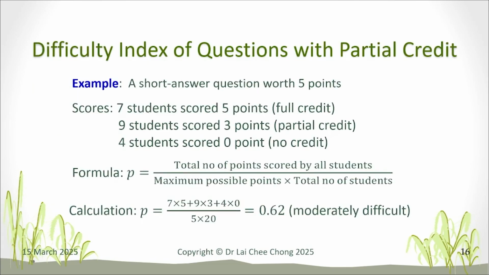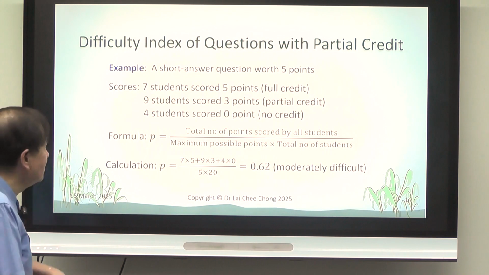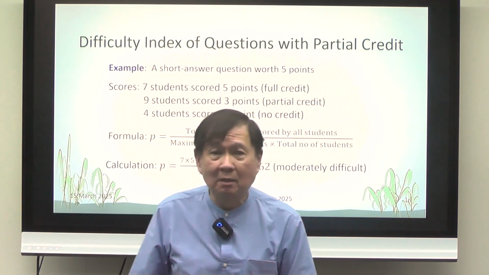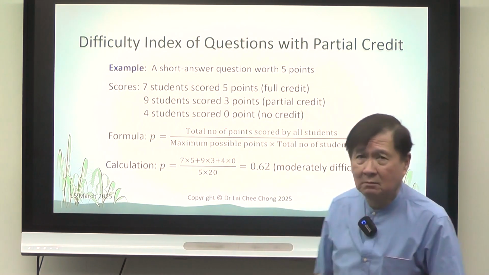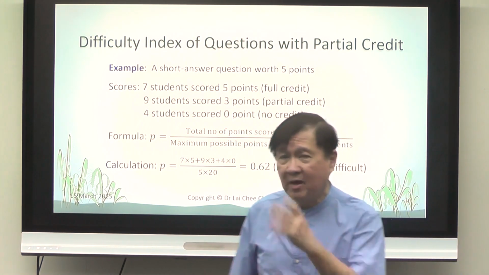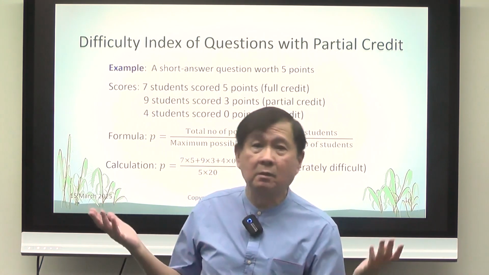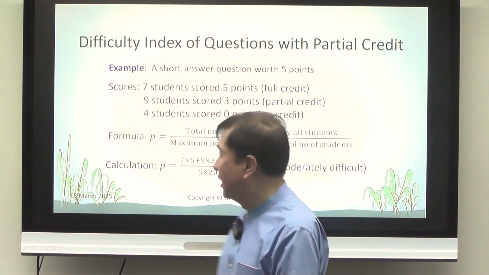Now, I'm talking about MCQ. How about those short answers? With short answers, you get partial credits. It's not just 0 or 1. Maybe you have something like 5 points for short answers, right? So people can score 5 points, or 4 points, or 3 points, or 2 points, 1 point, or 0. Fair enough? You have a range of possible scores.